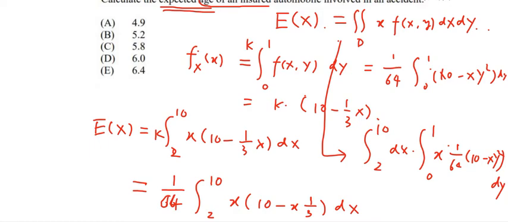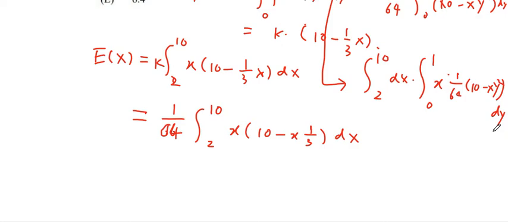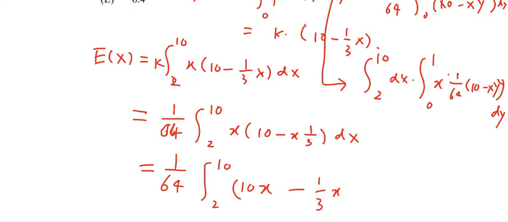For this integration, we just split it into two parts. So 1 over 64 times the integral of 10x dx, minus the integral of x squared dx. Now we can easily integrate to get the result.